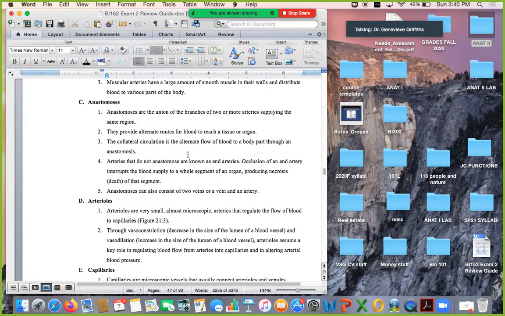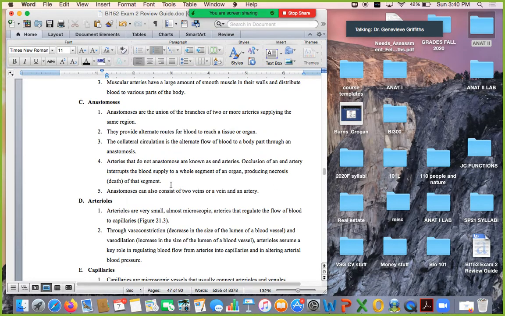And anytime an artery does not have an anastomosis, that means it does not anastomose, these are called end arteries. And if they get occluded or blocked off, that's going to disrupt blood supply to that entire region, which causes necrosis or death. So if we're able to get around this, obviously we don't want necrosis to occur. If we're able to take an alternate route to feed that tissue through those anastomoses, that's obviously better. Occasionally, anastomosis can consist of two veins or a vein and an artery as well.